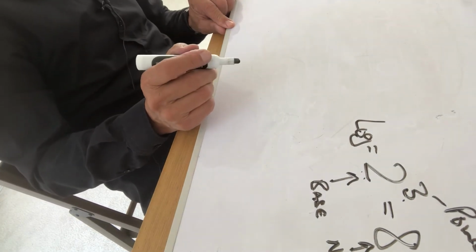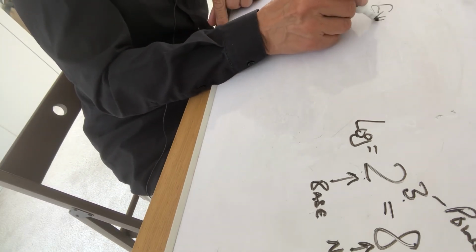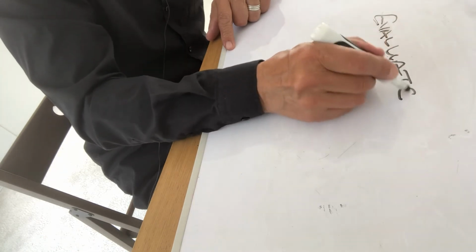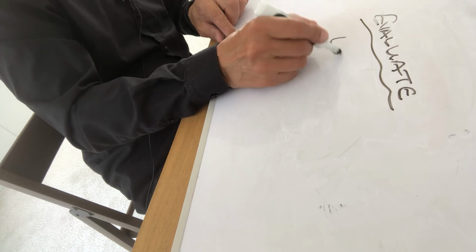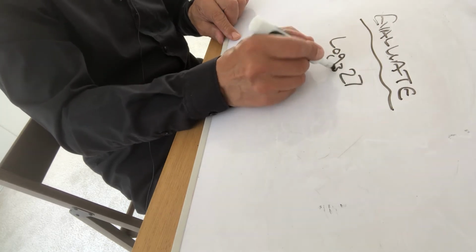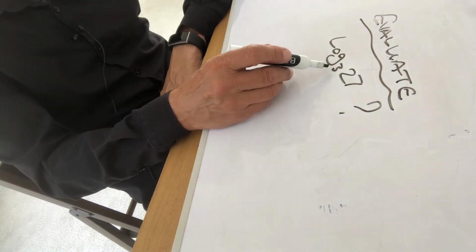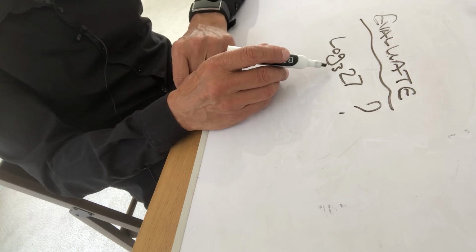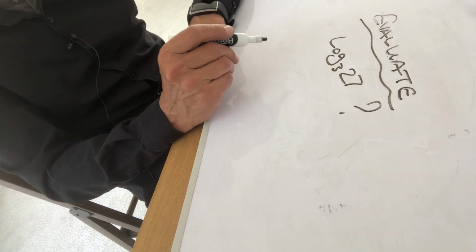So let's say the question says evaluate log 27 to the base 3. Notice this is my base, or base number. And if the base number is not written down, then you assume it's base 10, because as human beings we count in terms of tens. That's our decimal system, tens.